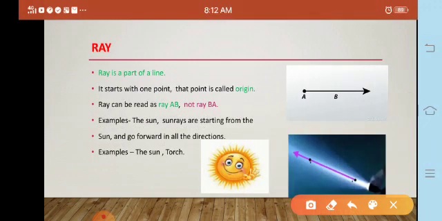Ray. Ray is a part of a line. It starts with one point. That point is called the origin. Here, this point A is the origin for ray AB. A ray can be read as ray AB, not ray BA. Examples: the sun rays start from the sun and go forward in all directions. The second example is the torch. You can see in this image that torch light shows the figure of a ray.